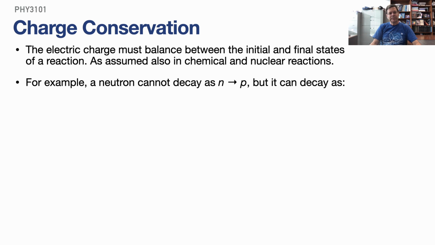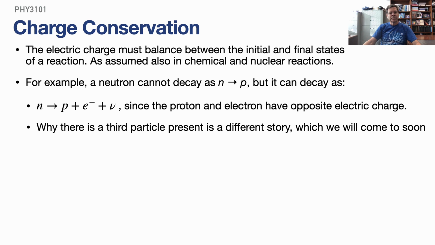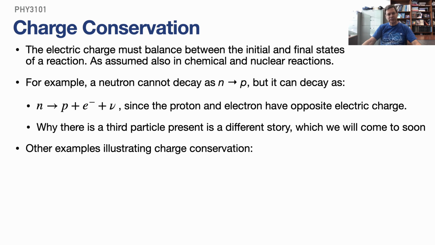For example, a neutron cannot decay straight to a proton, but it could decay, for example, to a proton and an electron, which then balance the electric charge to be neutral as the neutron. And you can add any neutral particle there with it as well, since it does balance the electric charge. Now, why there's that third particle there, this other neutral particle, that's a different story, which we'll come to soon. But other examples illustrating charge conservation can be shown here.